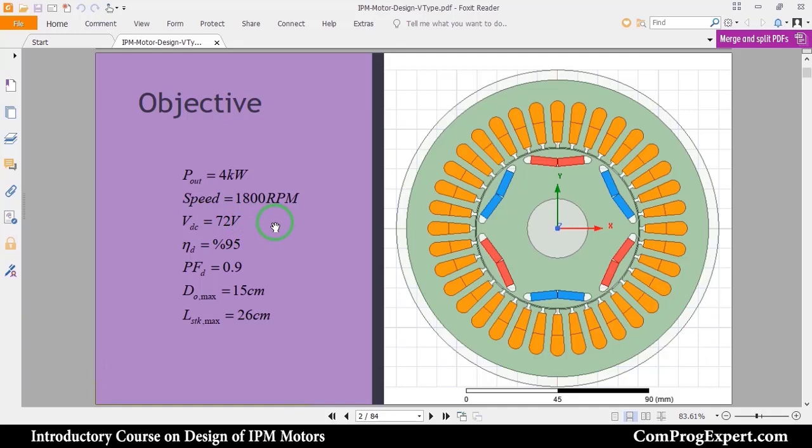So what we need in analytic design is the RMS value of line-to-line voltage. So we need to calculate that value. I will explain how we can calculate the line-to-line RMS voltage considering this DC value. We need to consider a three-phase inverter.